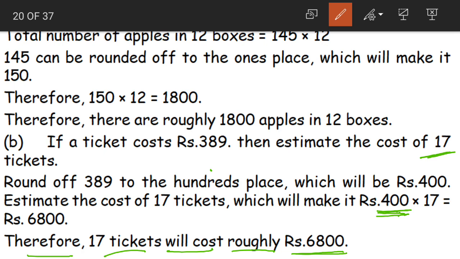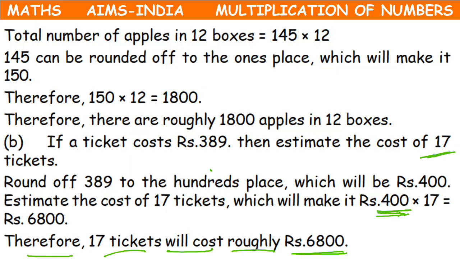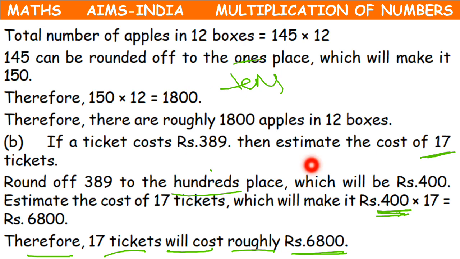Yes children, I hope this was clear, right? Estimating the product. How to estimate the product? First, round off the given number to the nearest tens or to the nearest hundreds place, and then multiply it with the other factor. That will give us the estimated product.